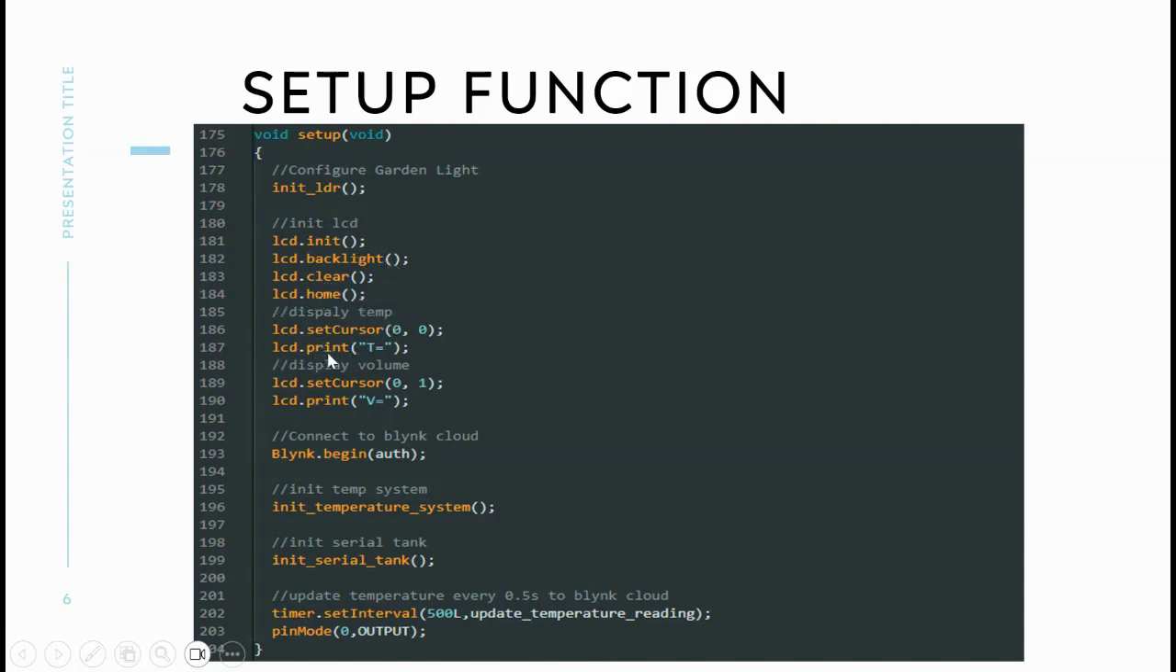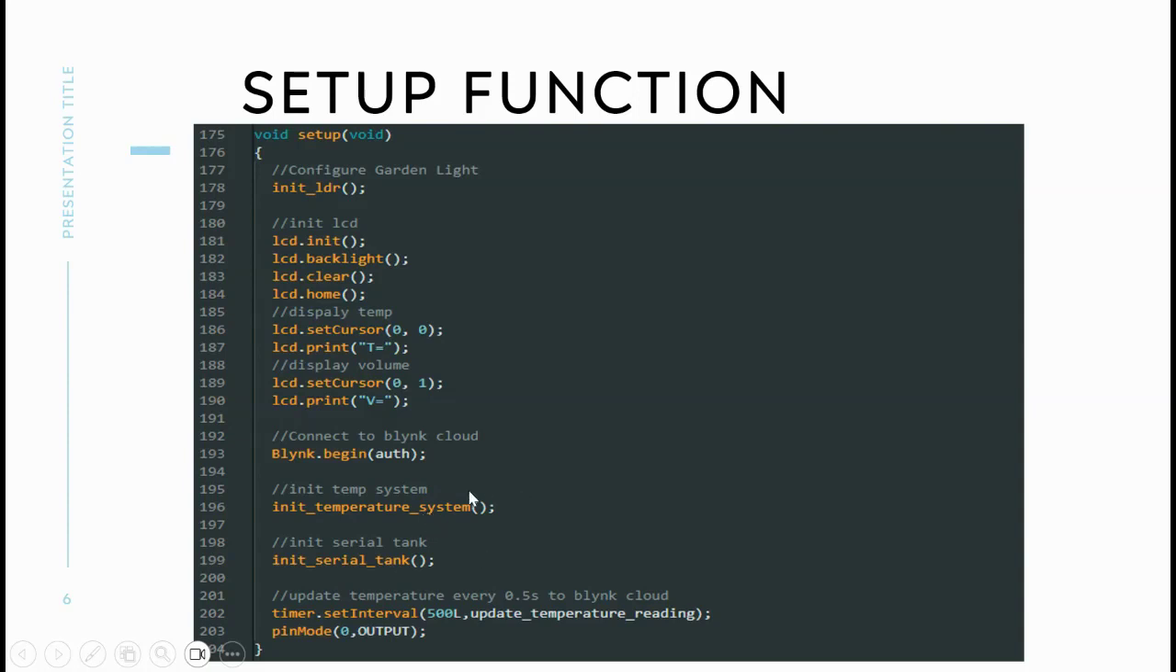Then here we print the temperature. Temperature equals, and volume equals. In the loop, we are going to vary the values of temperature and volume based on what is returned by the sensors that are being interfaced. Then this Blynk.begin takes this argument to connect us to the Blynk cloud. This varies depending on your authentication ID. Then here we initialize the temperature system.